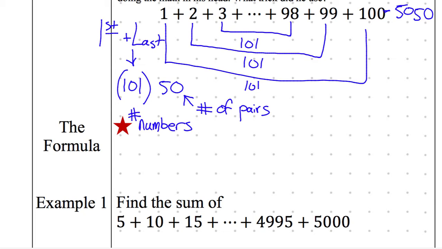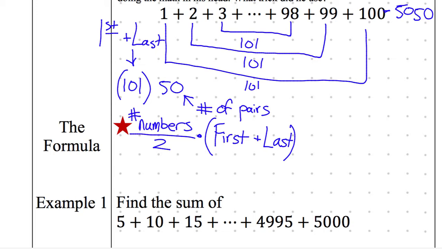We had 100, and then what do we do to get to 50? Yep. So it's the number of numbers divided by 2, and then we multiply this by, there it is, in parentheses, first plus last, end parentheses. There's our formula. This is our key formula that we're going to be using for the rest of the day.